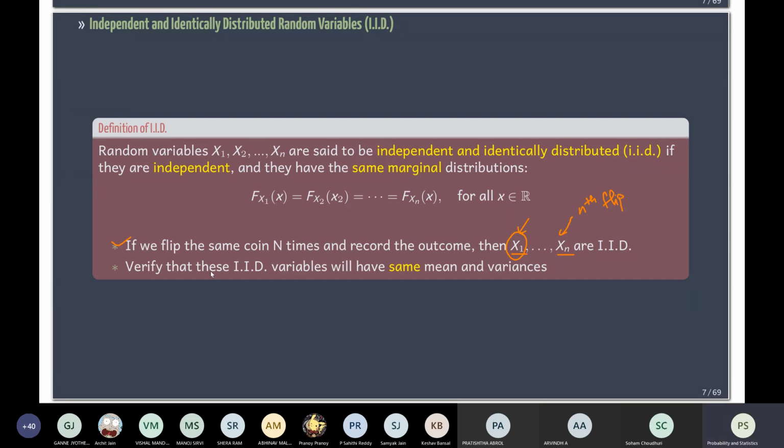So this is an example. You can verify that although we have not explicitly mentioned that the mean and variance have to be the same, given the assumption that they are independent and that the marginals are equal, you may actually prove that they will satisfy the same mean and variance. That's the consequence of that.